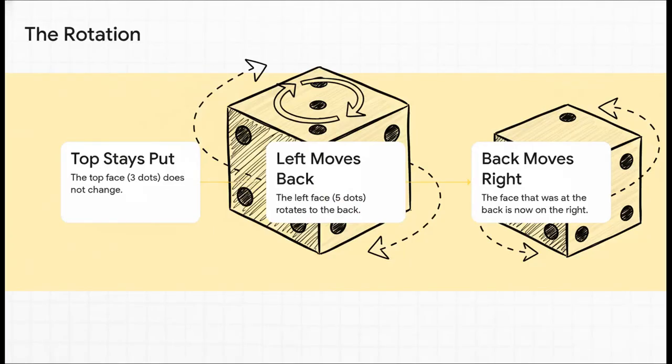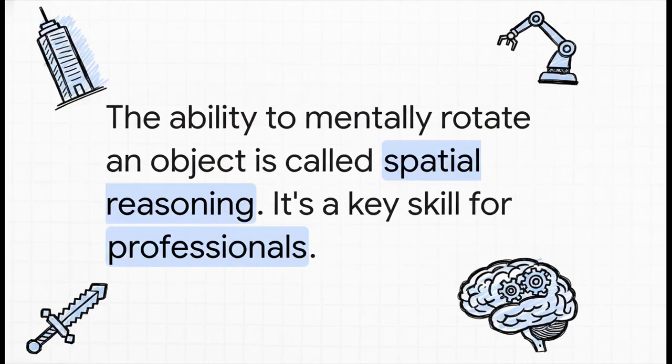Okay, let's break it down together. First off, that top face, the 3, it doesn't really go anywhere. It just spins in place. Now, the left face, the 5, as you turn the die, that face rotates all the way to the back, so you can't see it anymore. And that means the face that was at the back has now rotated into view on the right side. Hey, that little mental gymnastics you just did, that's spatial reasoning in action. And it is an absolutely critical skill for anyone who builds things. Whether it's engineers designing a bridge, architects dreaming up a house, or yeah, game designers building your favorite digital world.